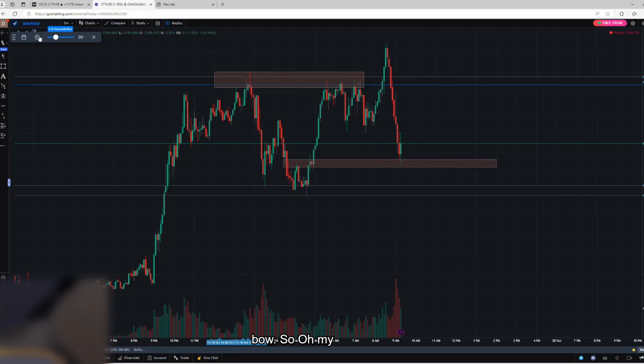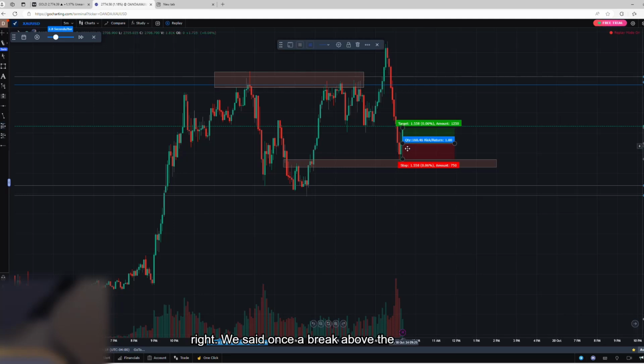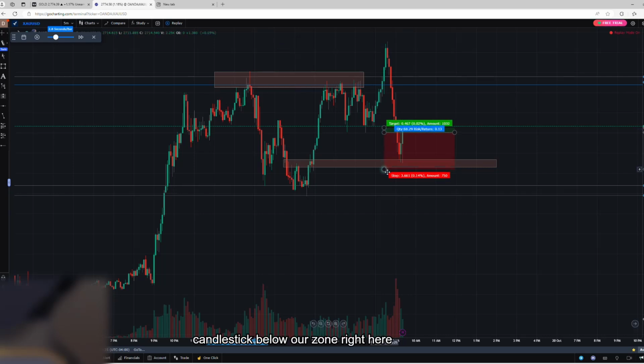Oh my goodness, bro. Listen, the market went in the zone and it wicked, and now it's pulling back up. This is a strong confirmation, so definitely I'm going in for the buy. We said once it breaks above the candlestick, we have to get in. So our stop loss will be below this candlestick, below our zone right here, and our take profit should be somewhere around here.